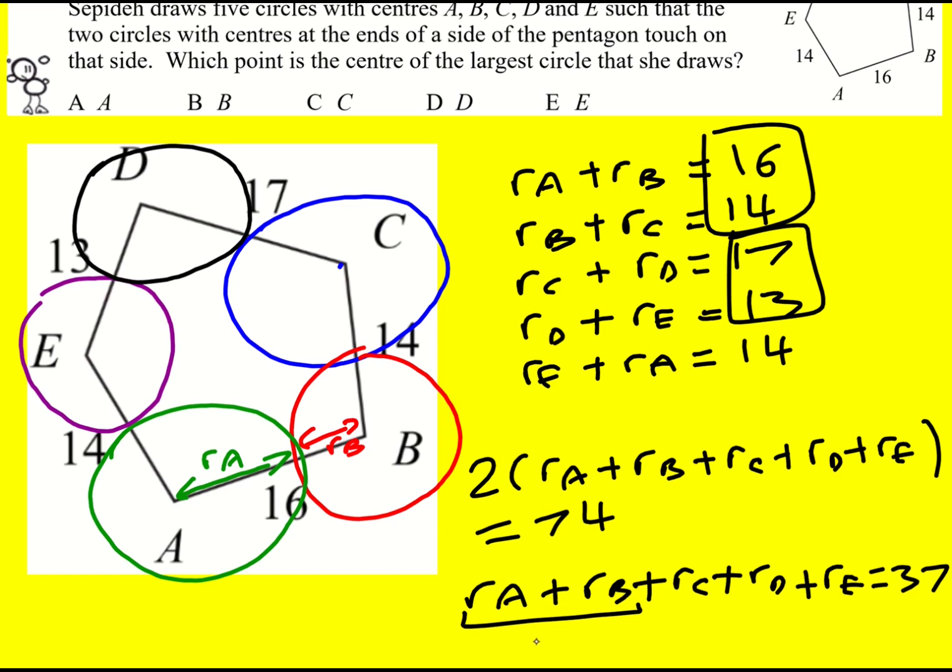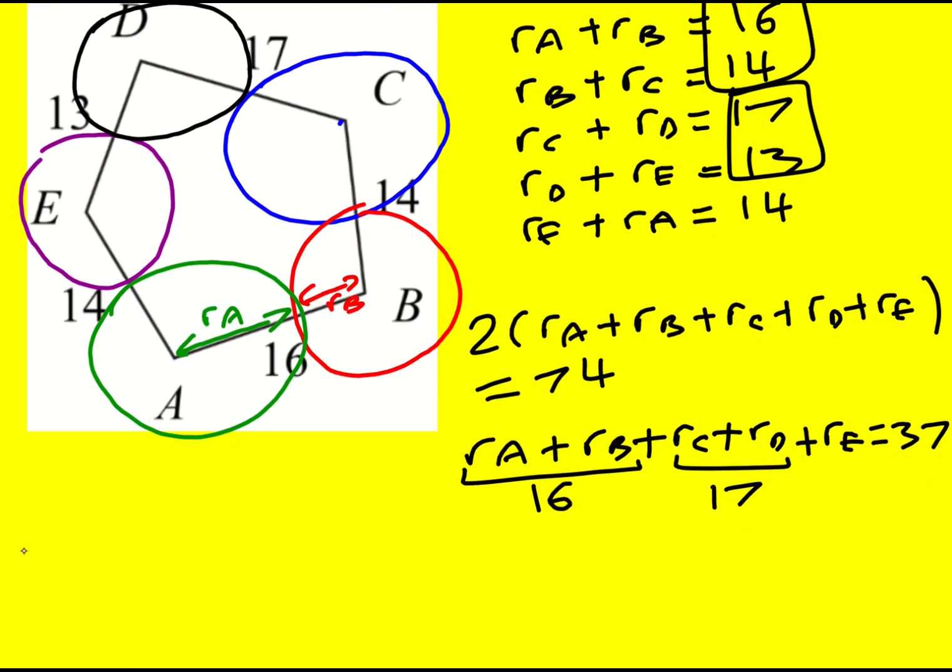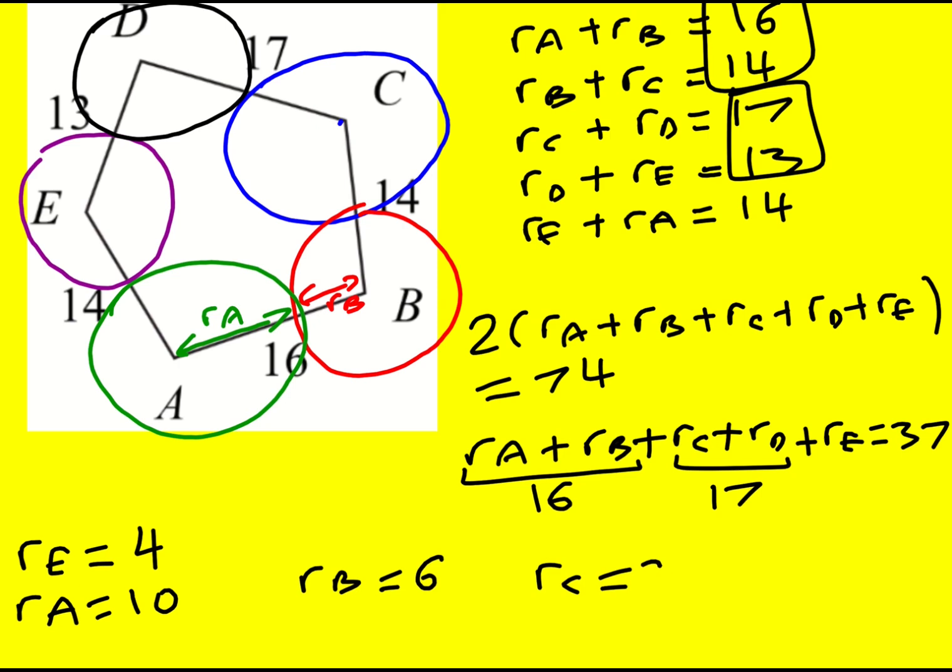Right, now remember, this from above is 16, and then RC plus RD is 17. So that is 33, and we've got a first radius. It's going to be 4, because 37 minus 33 is 4. Now we can work our way around. So RA is going to be 10. RB is going to be, this one up here, 16, so it's going to be 6. RC is then going to be 8.